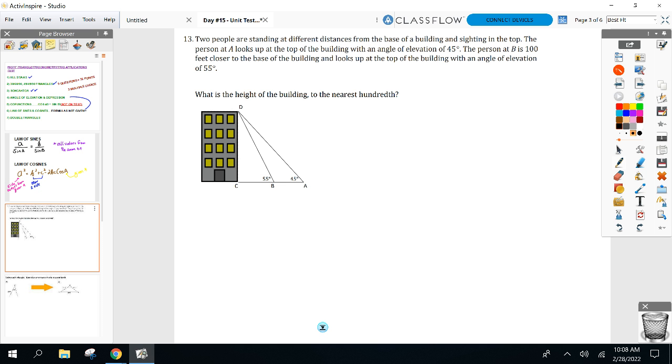All right, let's tackle this one here. I already put in the angle of elevation of 45. Got it? The person at B is 100 feet closer to the base of the building than A is. So we're looking at A. This is 100 right here. B is 100 closer than A is. And then the person at B looks up at an angle of elevation of 55. I got that plugged in. And what's the height of the building now? Here we go. What's the height of the building?